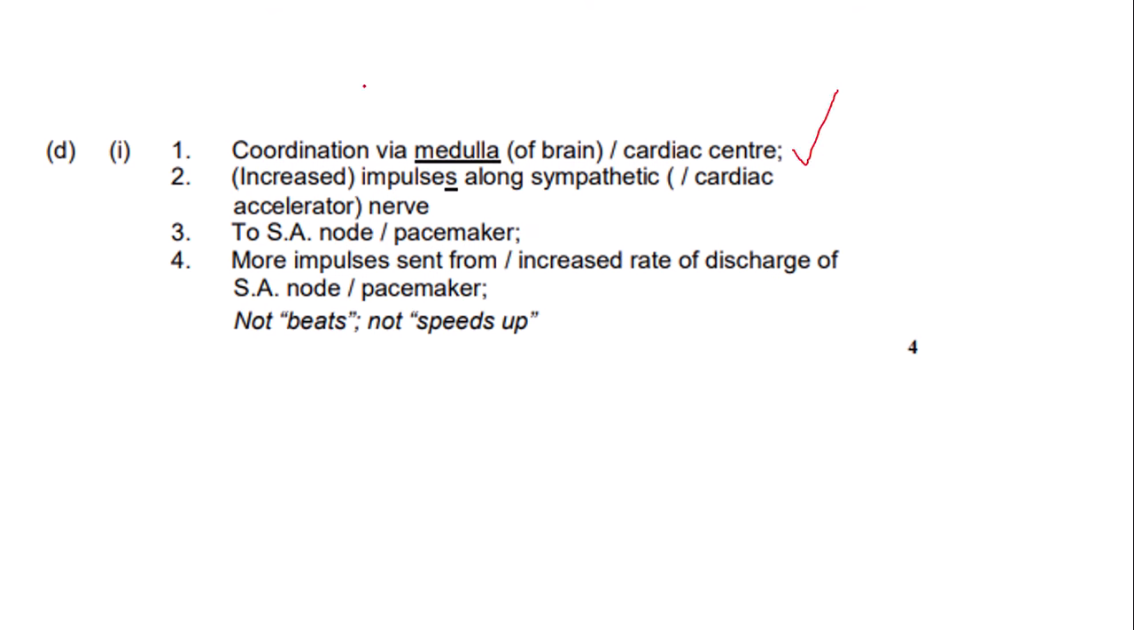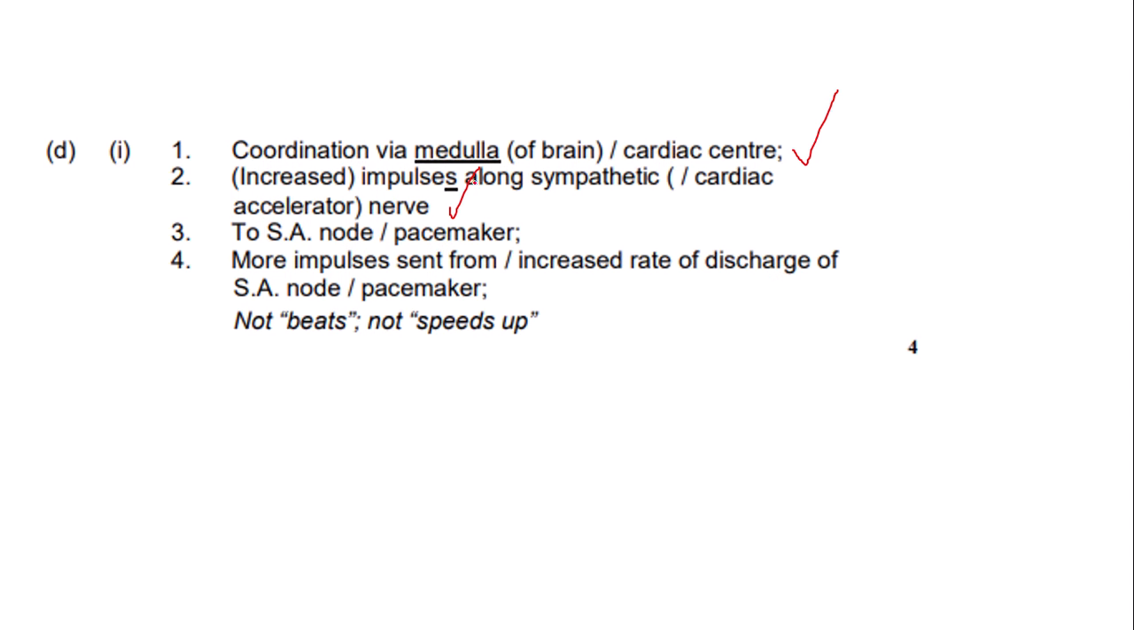And the second marking point says there are increased impulses along the sympathetic/cardiac accelerator nerve. Now, as it said, the S in impulses is underlined. You can't just put increased impulse. You need to write impulses, as multiple impulses are sent along the nerve. So we would get that mark.